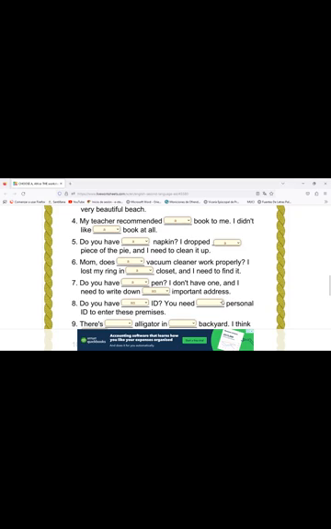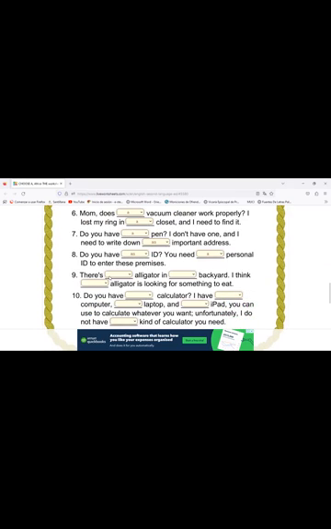Do you need personal? Yes. There's an alligator in a backyard. Yes, I think an alligator. Looking for some time to hit. Do you have a calculator? I have a computer. Laptop and a laptop. In a pen. An iPad.